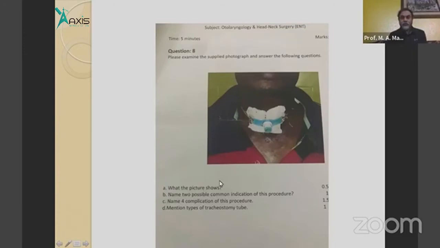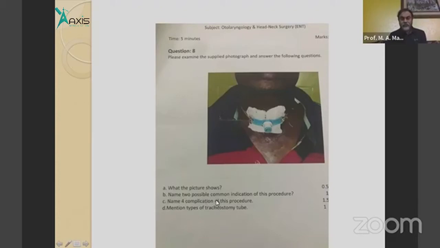What does the picture show? The picture shows a patient who has had a tracheostomy done, and a plastic tracheostomy tube is in situ with the dressing. Name two common indications of tracheostomy: to bypass upper airway obstruction, especially in carcinoma larynx or laryngeal diphtheria, or to protect the lower respiratory tract in major head and neck surgery.